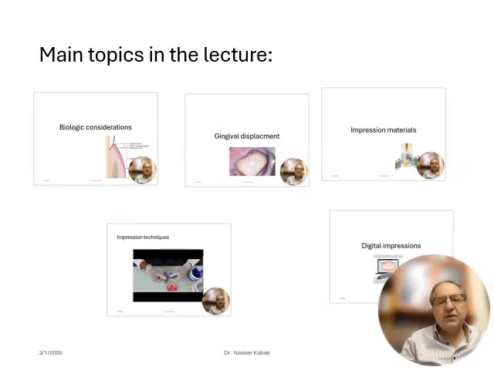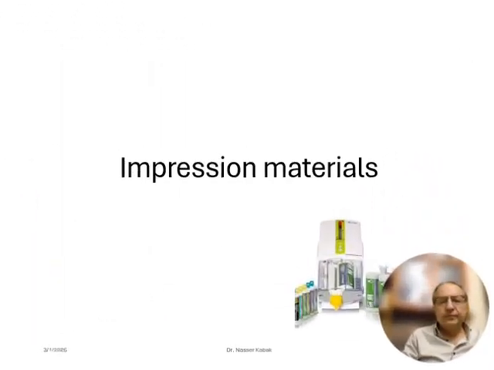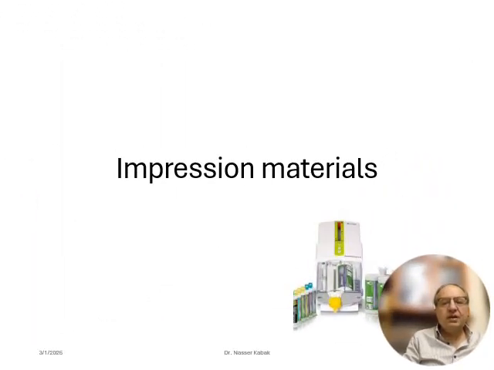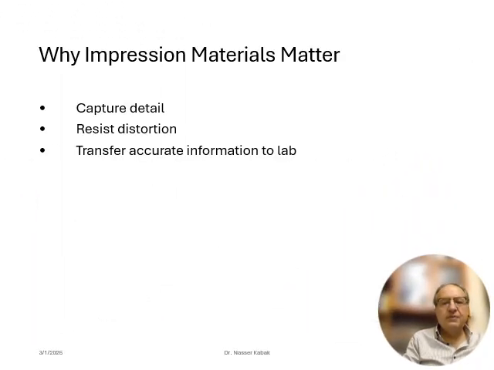So the main topics of this lecture will be biology, gingival displacement, impression materials, impression techniques, and digital impressions. Impression materials. Different types of impression materials can be used to capture the details inside the sulcus and all around the margins of the preparation. These materials should resist distortion and transfer accurately the information to the lab.